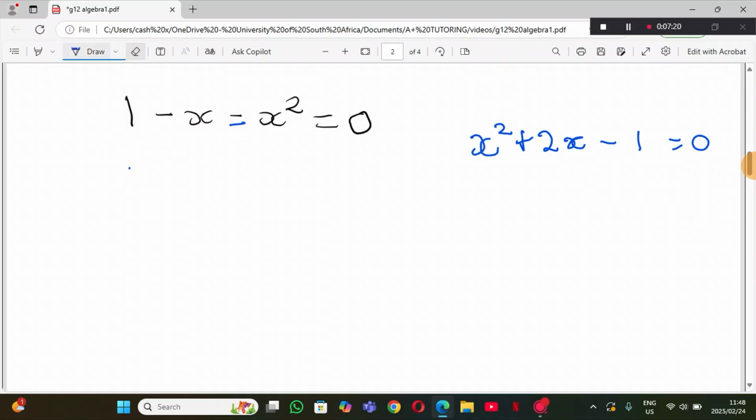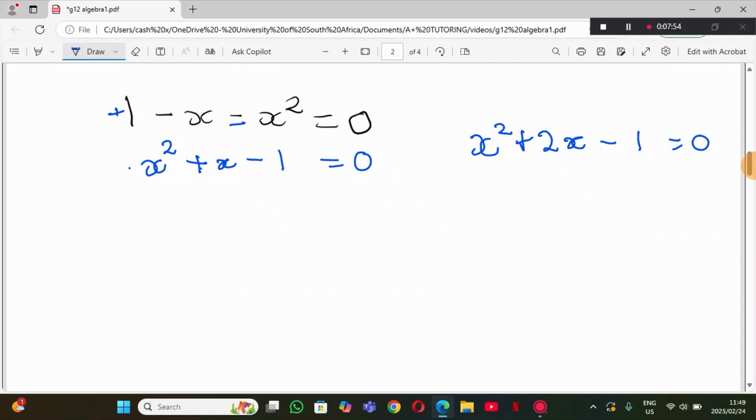So once we divide both sides by minus 1, we now have our positive x squared. X squared becomes positive once you divide minus and minus, right? And then minus x divided by minus 1 becomes positive x. And then positive 1, because remember there's nothing this side, meaning it is a positive. Positive 1 divided by minus 1 becomes a minus 1 is equal to 0. Okay, now once you have it in this form, you can now factorize.